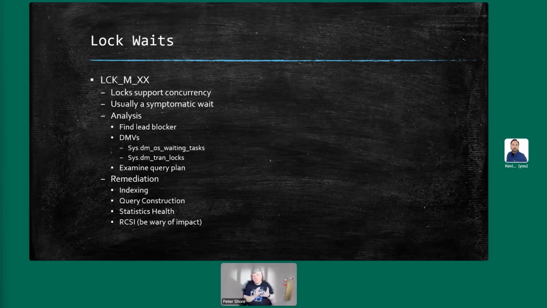Okay. So locks. You probably know they support concurrency. We need to make sure that as data is being changed by multiple people or multiple threads, that it's current and we're getting to the last set of the change, right? This wait is usually symptomatic, because what's really happening is something else is making a change and it is blocking, and our query is the one that's being blocked and incurring the lock waits.